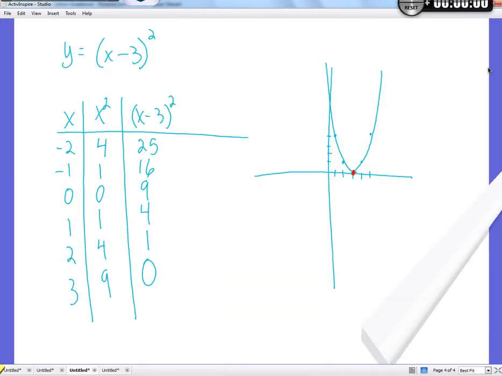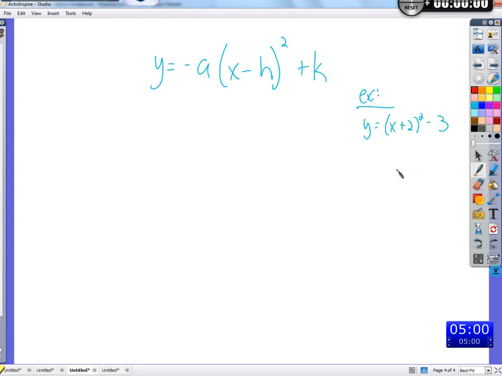So if the graph moves to the left 2 and down 3, all the points on the graph are going to move to the left 2 and down 3, including the vertex. Typically the vertex starts at 0, 0. If it moves to the left 2, then instead of x being 0, it's at x equals negative 2. And if it moves down 3, then instead of y being 0, it's at y equals negative 3. So there's our vertex at negative 2, negative 3.